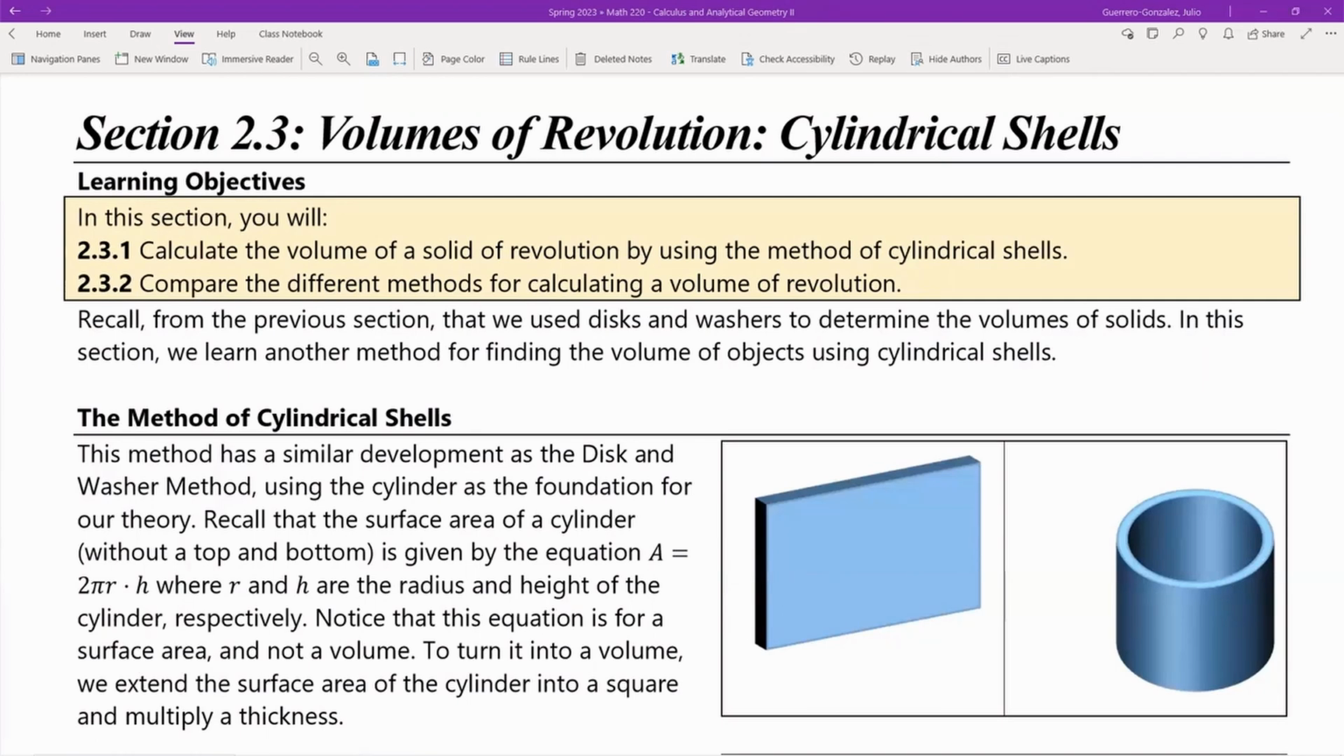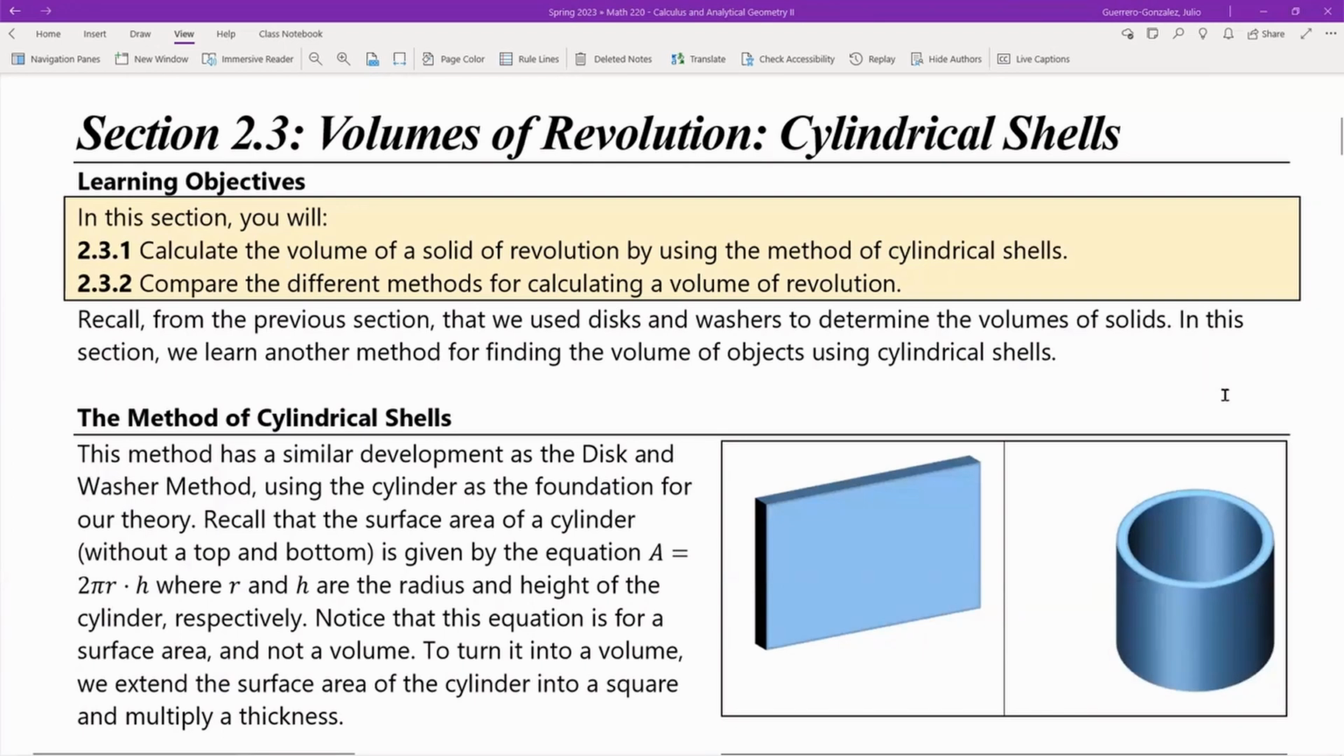Hello, everyone. This is the lecture for section 2.3, volumes of revolution, cylindrical shells. This method is the harder one of the three methods to find a volume. The theory is just about as simple, except there is a little bit of a modification here and there. It has to do with cylindrical shells this time.